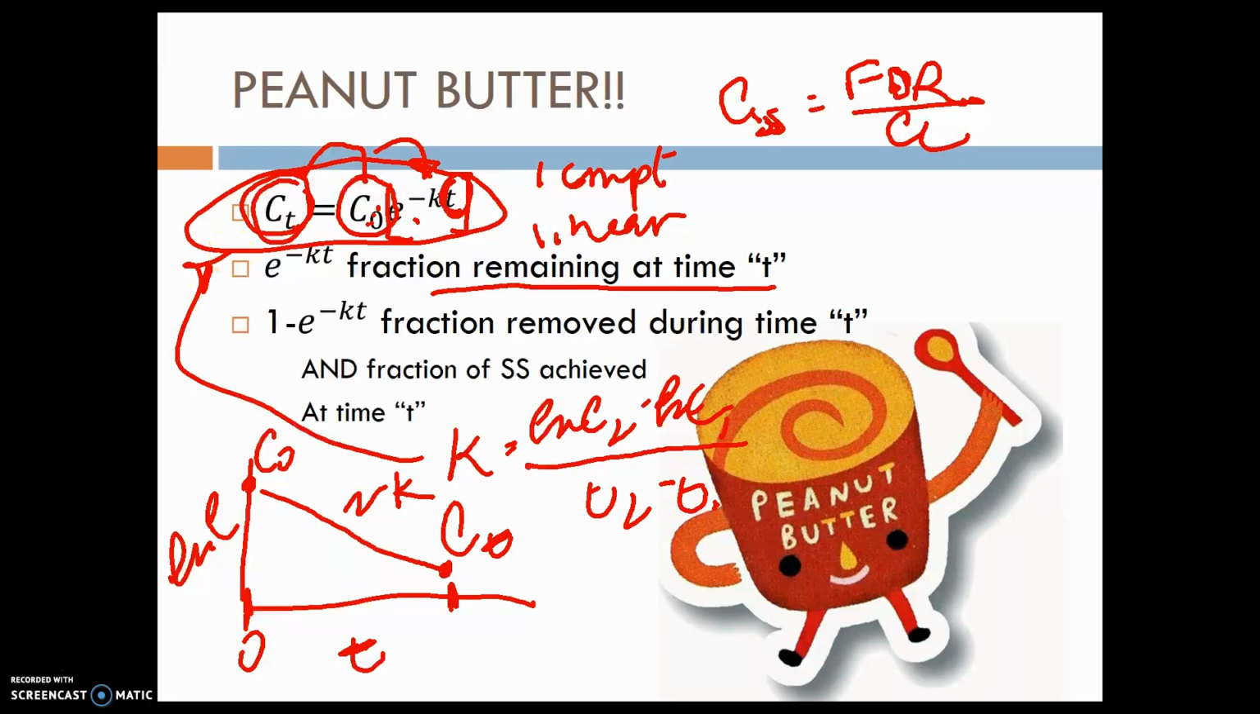So if e to the negative kt is the fraction of drug remaining at time t, 1 minus e to the negative kt is the fraction of drug removed during this time. It can also be, this part here could also be the fraction of steady state achieved at time t. So we can use it either way.